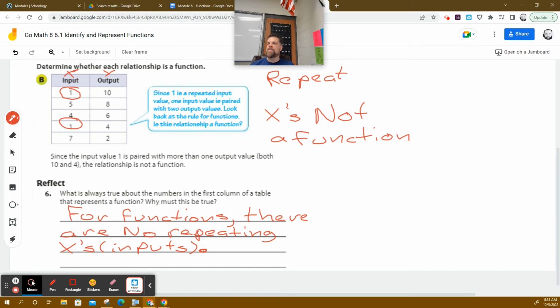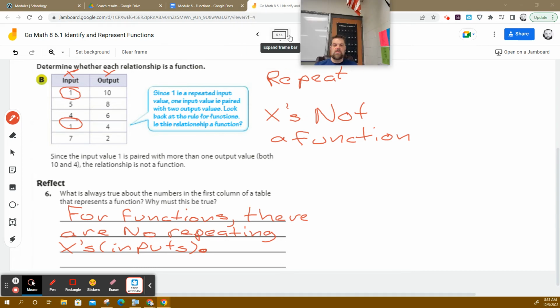Now, the opposite of that is true for if something is not a function, but most of the time these are going to be set up to where you have to determine if something's a function. So the first thing you do is you look at the input column or the input values, which are going to be the x's. If the x's repeat, not a function. If the x's don't repeat, it is a function. That's it.